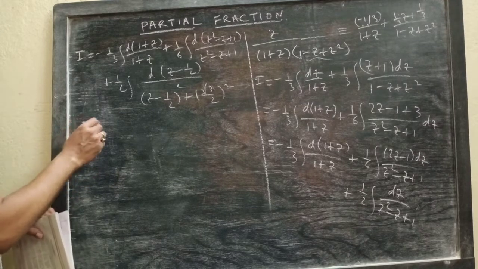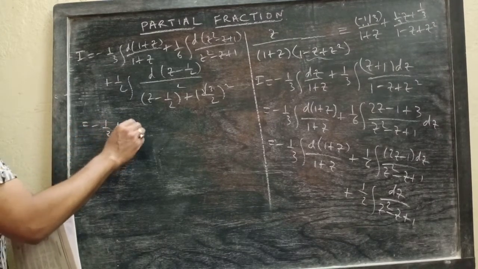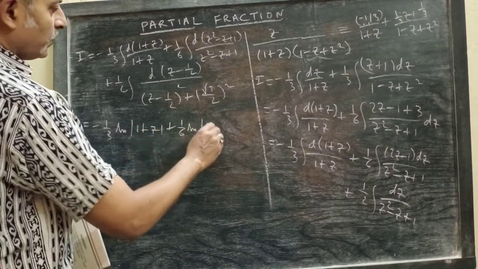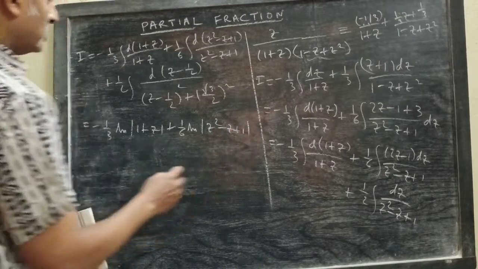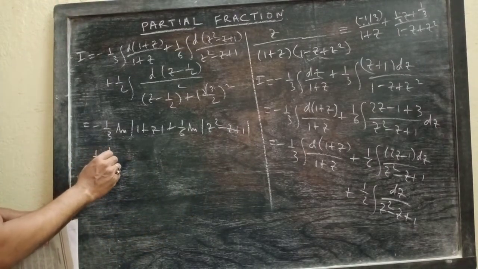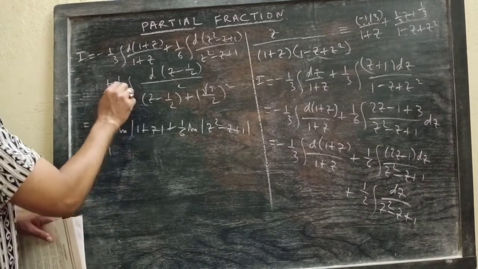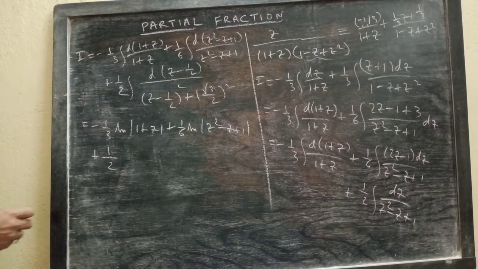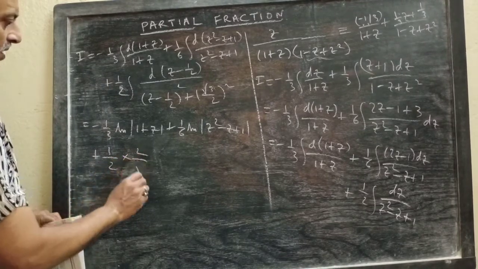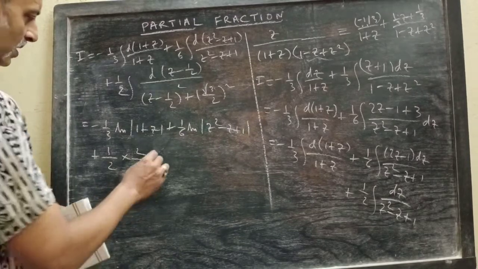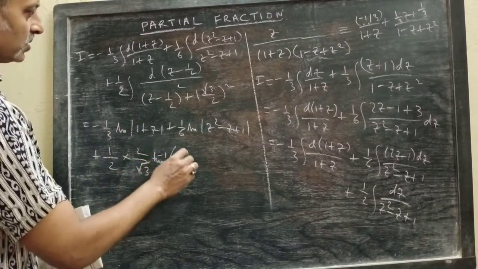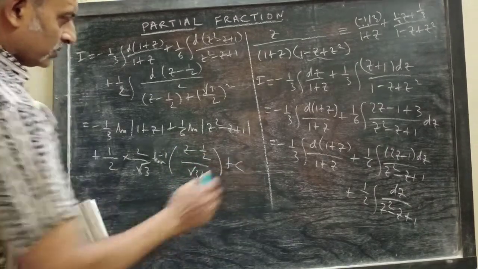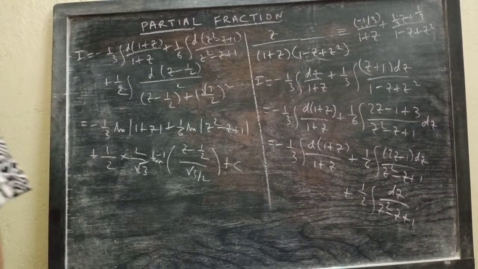Now I am writing the answer. Minus 1/3 ln of mod of 1 plus z plus 1 by 6 ln of mod of z square minus z plus 1, plus half dz by z square plus a square, that is 1 by a tan inverse of z by a, 1 by a tan inverse of z by a, plus c. Let me change my chalk.